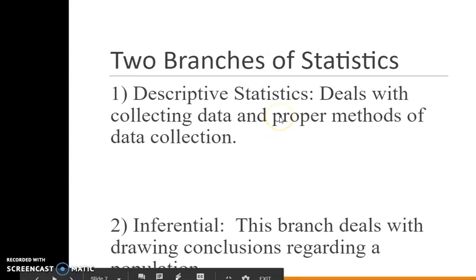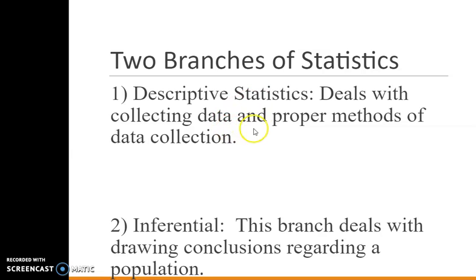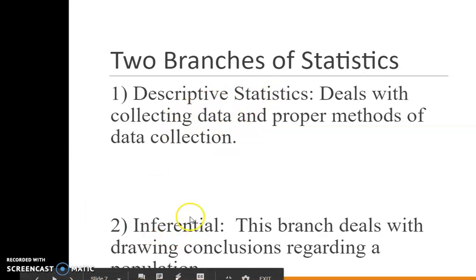The main branches of statistics are basically two. One of them is called descriptive statistics. This branch deals with how to properly collect data and methods of data collection. The second branch deals with, once we have all the data collected properly, doing inferences on the population, which is measurements and observations of the data collected. This second branch is inferential. It deals with drawing conclusions regarding an actual population.